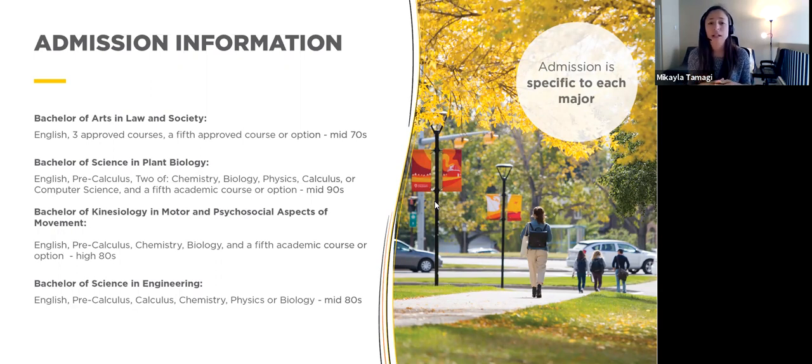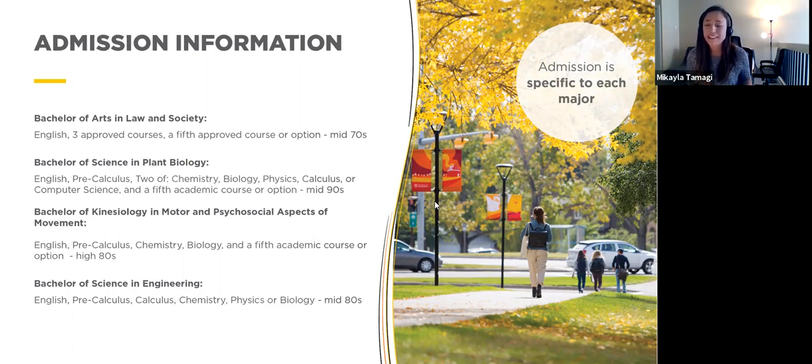So you can see from the slide that the requirements are different depending on the faculty that you apply into. English is always going to be a required course, regardless of the program that you apply into. And then we're looking for a combination of other courses. The Bachelor of Science and Engineering is a great example of a program that has more specific admission requirements. So for this program, we're looking for English, pre-calculus, calculus, chemistry, and then physics or biology. And we're going to calculate your average from those 5 courses, and we're estimating that the competitive average for the program will be about in the mid-80s or higher.